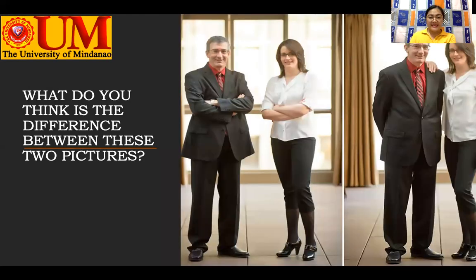So, like this example, what do you think is the difference between these two pictures? This one, we could clearly say that this is personal distance because they could be good friends, but this one is intimate. Obviously, they are very close friends, perhaps. So that is the difference between the two pictures.